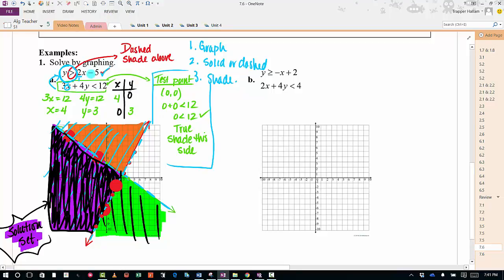Those would be part of the solution set. But because they're on a dashed line, dashed being the operative word here, they are not part of the solution set. So anything else in that shaded region, not including the line, is part of the solution set. And if we plug those in, we would find true statements.